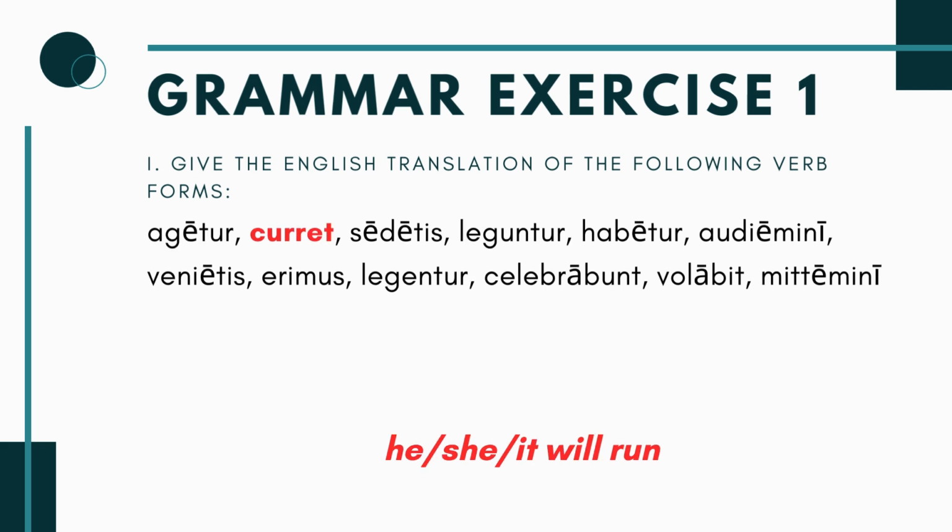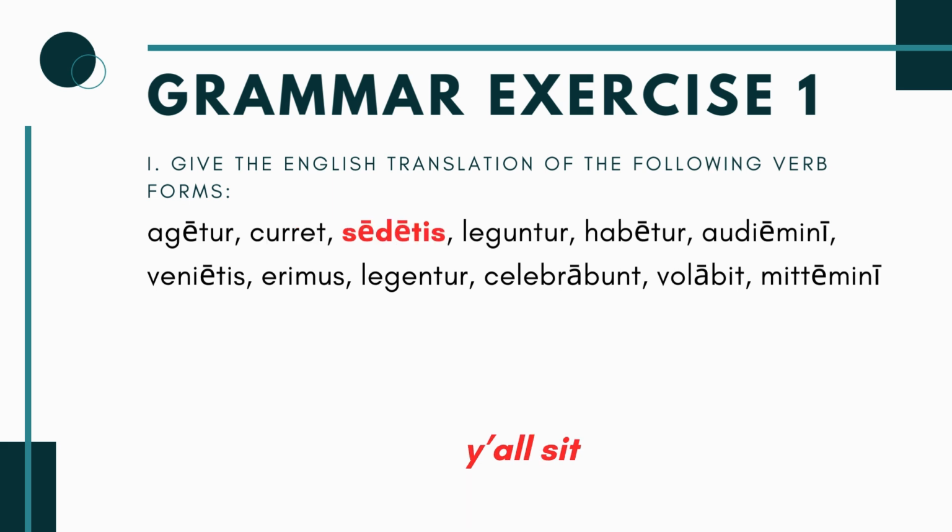Next, you have curre, right? Curre just means he, she, or it will run. Again, curre is a third conjugation verb. The E before the T makes it future tense, and it's an active voice ending with the T. So again, he, she, it will run. Next, you have sedetis. This just means you all sit.